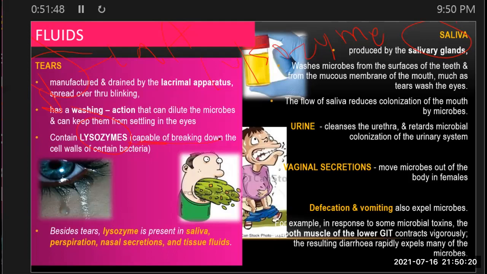Talking about the other one, saliva is produced by the salivary glands and washes microbes from the surfaces of the teeth and the mucous membranes of the mouth, much as tears wash the eyes. The flow of saliva reduces colonization of the mouth by microbes. Urine also cleanses the urethra and retards microbial colonization of the urinary system. Urine and vaginal secretions move microbes out of the body in females. Defecation and vomiting also expel microbes. So it's okay to defecate and vomit if you are having food poisoning.